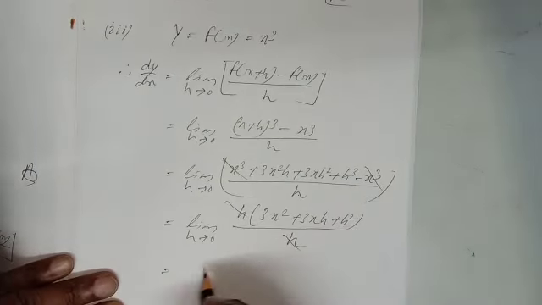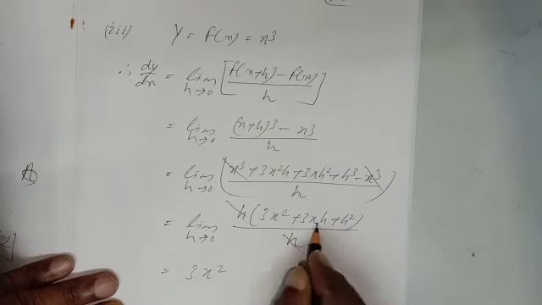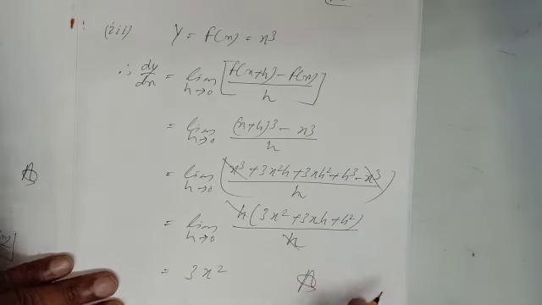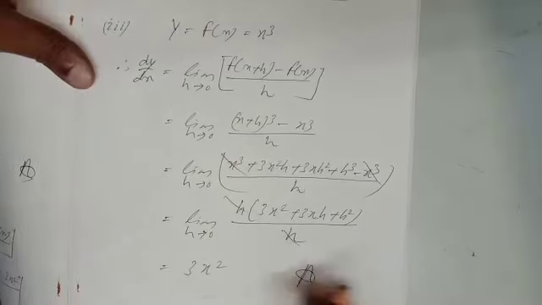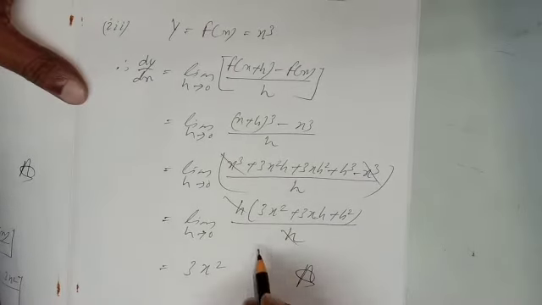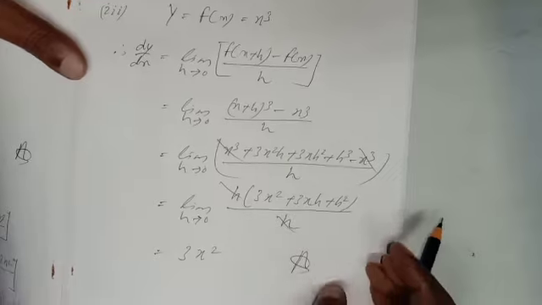How much it will be? The result will be 3x square. The other terms will be 0. So what is the derivative of x cube? The answer is 3x square, differentiating by the help of first principle. Let us go to the next part.